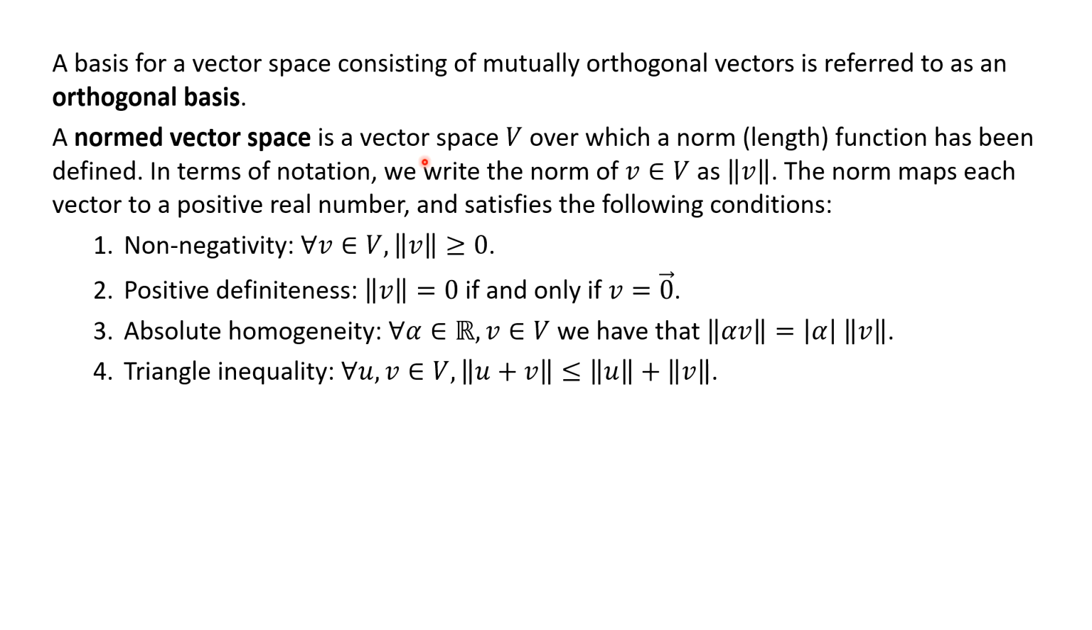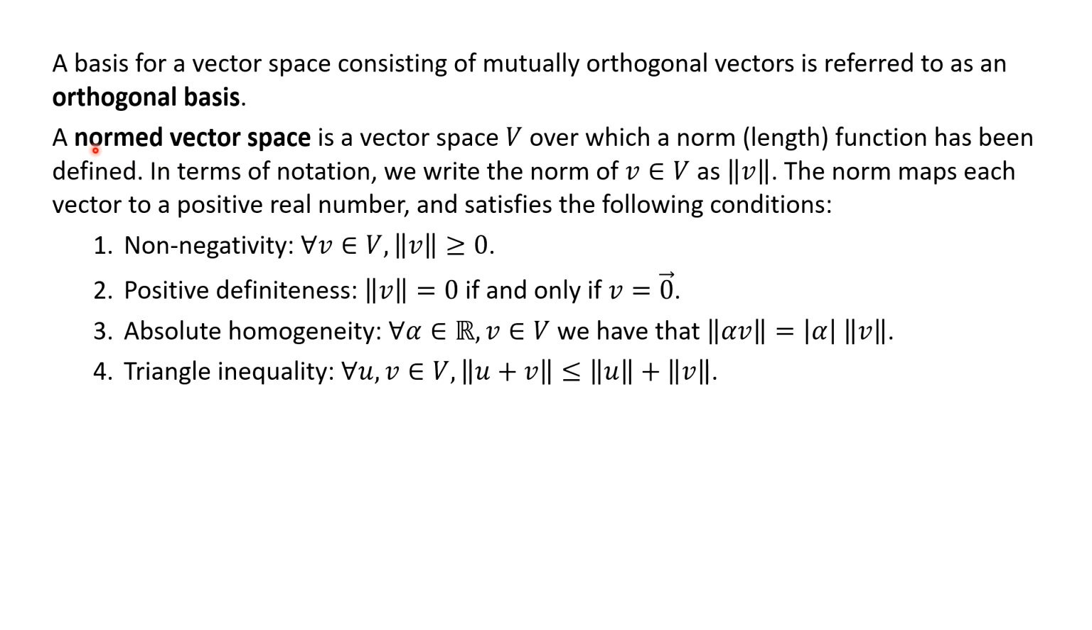We have a few more definitions on this slide. A basis for a vector space consisting of mutually orthogonal vectors is referred to as an orthogonal basis. As I mentioned earlier, that's desirable, and there's a way of creating this if you don't have it already from a given basis. We'll talk about that at the end of the lecture.